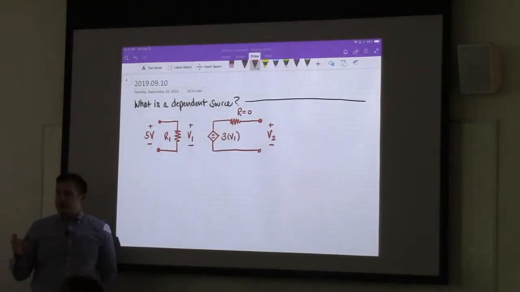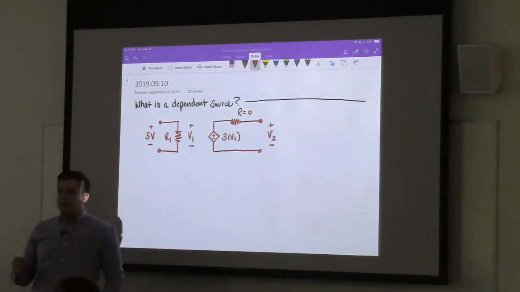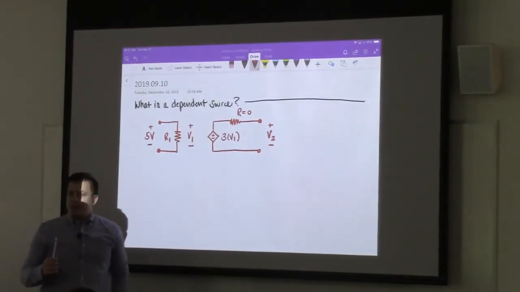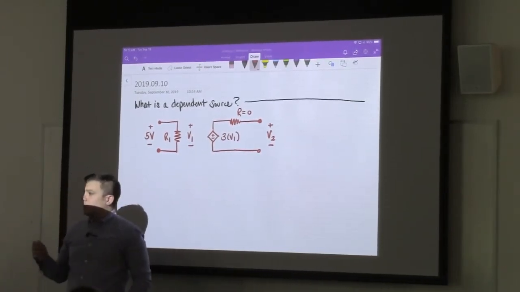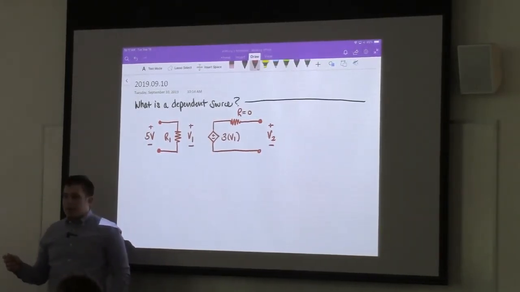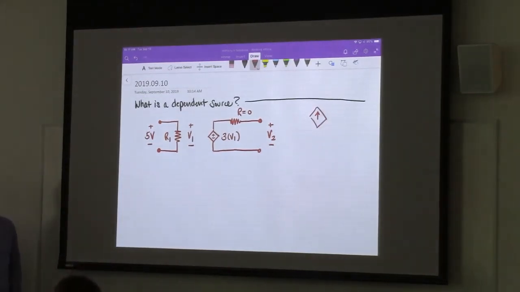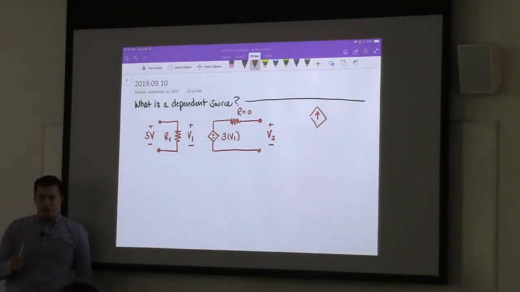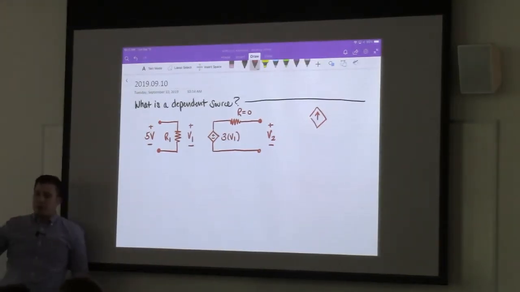Okay? Dependent source, all it means is a source that's dependent on another value. If there's a plus and minus inside of it, it's a voltage source, regardless of whether it's dependent on a voltage, a current, a power, or the weather outside. If there's an arrow inside of it, which we haven't talked about current sources explicitly, but we will, that means it's a dependent current source, which means it's defining a current, okay? Regardless of what it's dependent on.